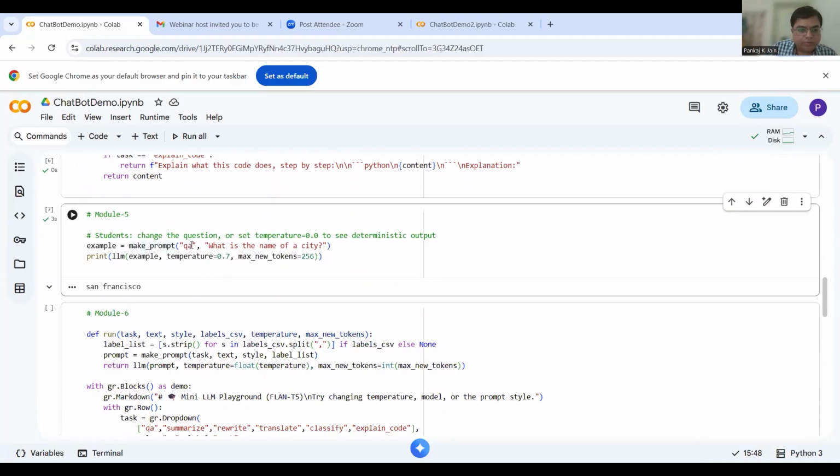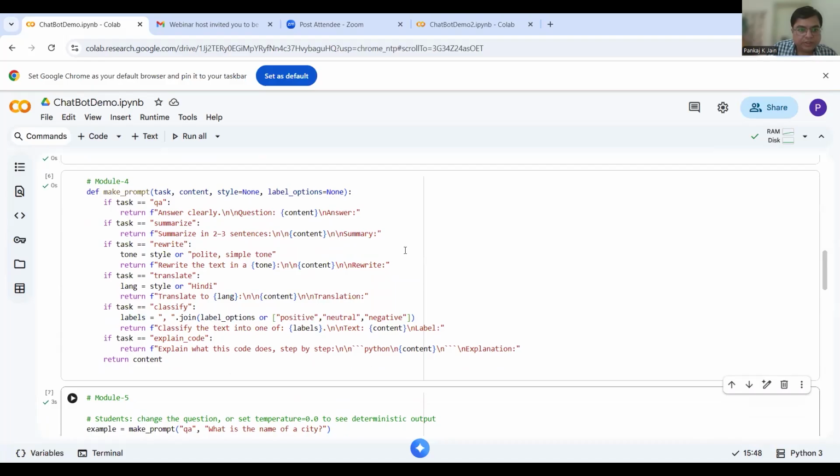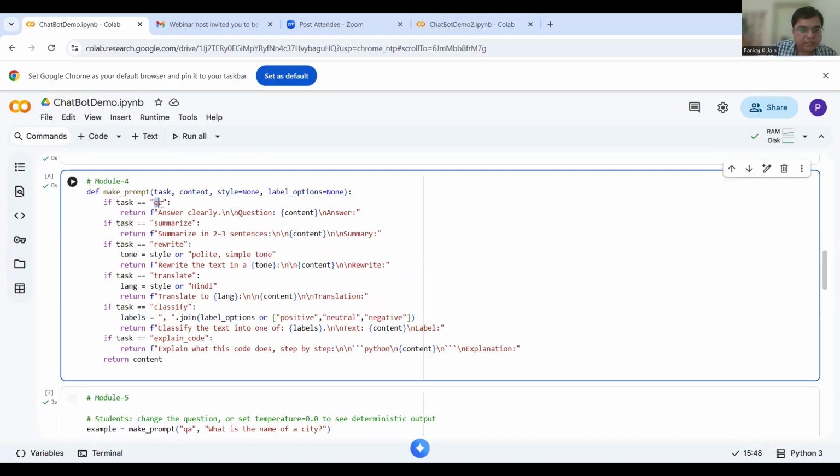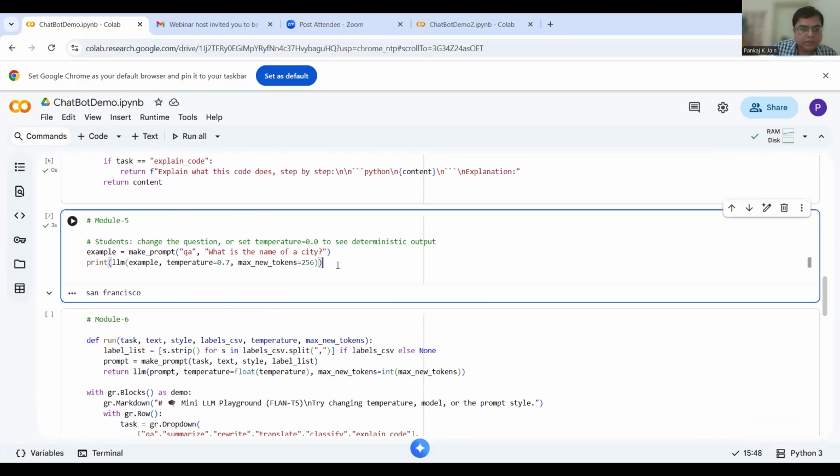So your prompt is designed to give the question answer type of chatbot. QA here is the task, question answer type of task. If you want to change it, you can give the task as summarize here. I am using the question answer based ChatGPT type of task.